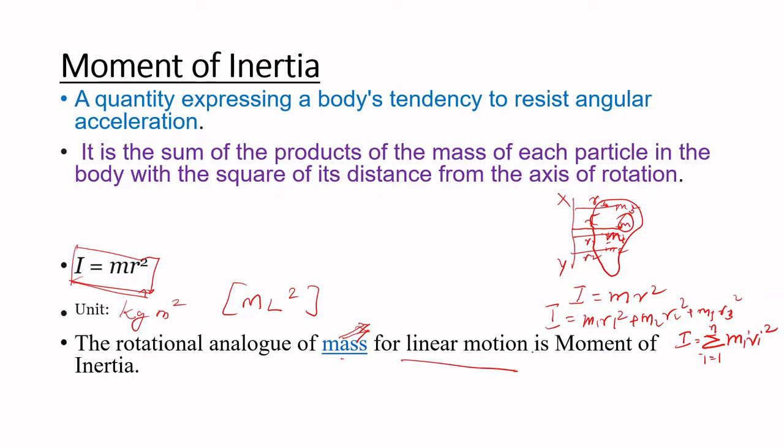The same effect the moment of inertia gives in rotation. If moment of inertia is high, that means its rotation will be less. If moment of inertia is less, the rotation will be more.